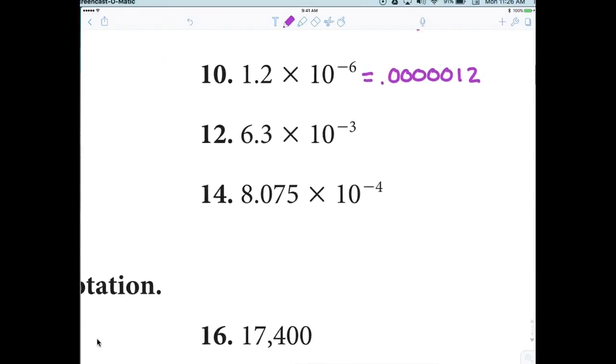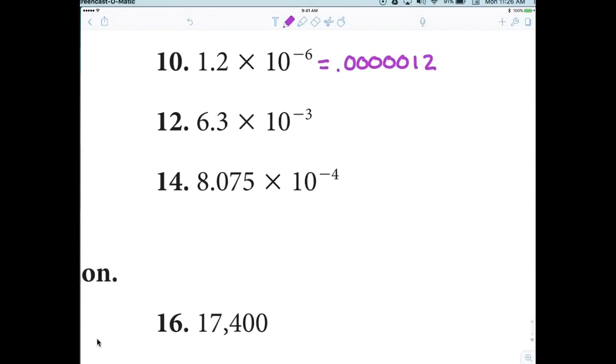All right, number 12, Colin. What am I doing on that? Okay, so you're moving the decimal 3 times to the left. Yes, sir. So what's my answer? The answer is 0.0063. Very nice work. Easy. Now remember, your job right now is to see if you understand what I'm talking about.